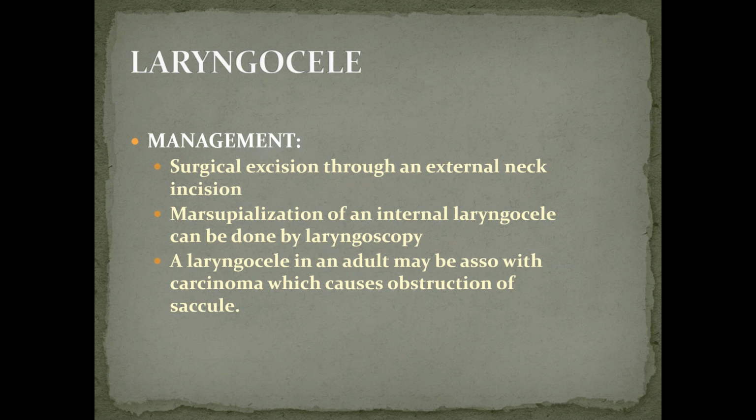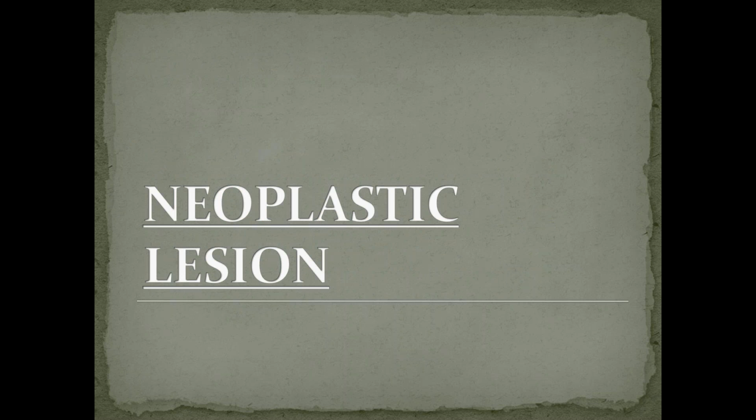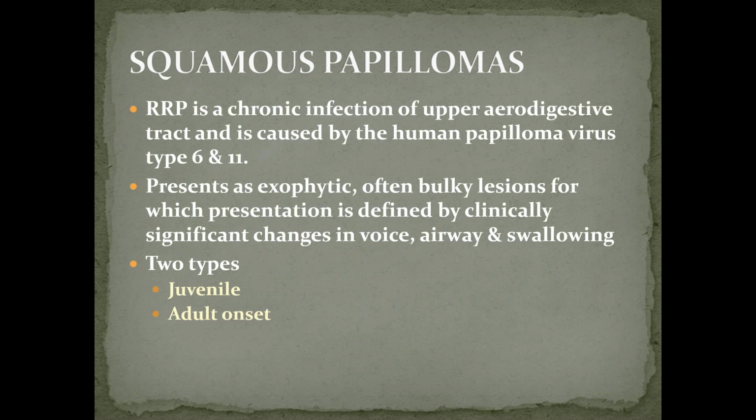Treatment is surgical excision, depending upon the size and type of the laryngocele. If it is only the internal type without any respiratory obstruction, we can do marsupialization, or total surgical excision using microlaryngoscopy. If it is the external type, we can give an external incision and do complete excision of this cystic lesion.